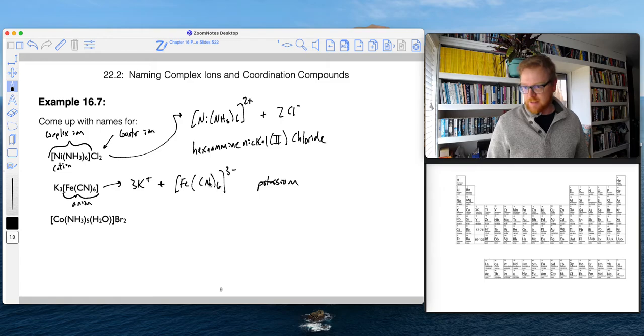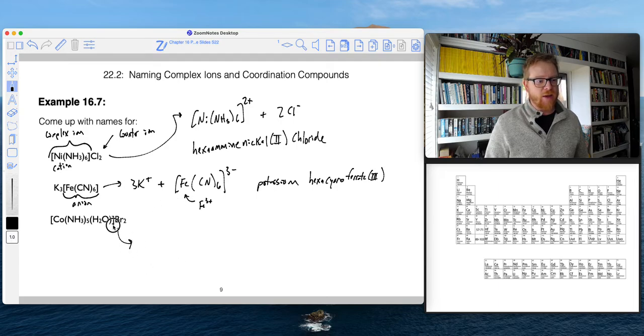So there's 6 cyanides. So that's hexacyano. And then now this is an iron with a negative charge. And we also recognize this has to be iron 3 plus because there's 6 CN minuses. So that has to be 3 plus to give us 3 minus altogether. So that's hexacyanoferrate(III). Potassium hexacyanoferrate(III) is the name of this whole compound. Okay, so this last one now.